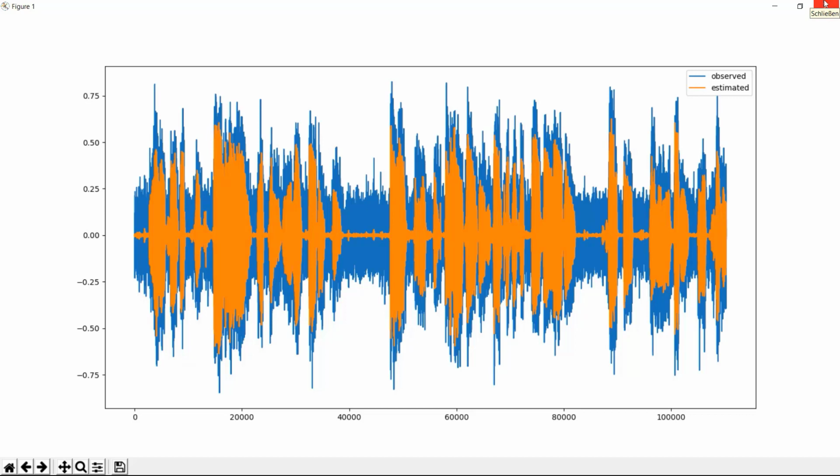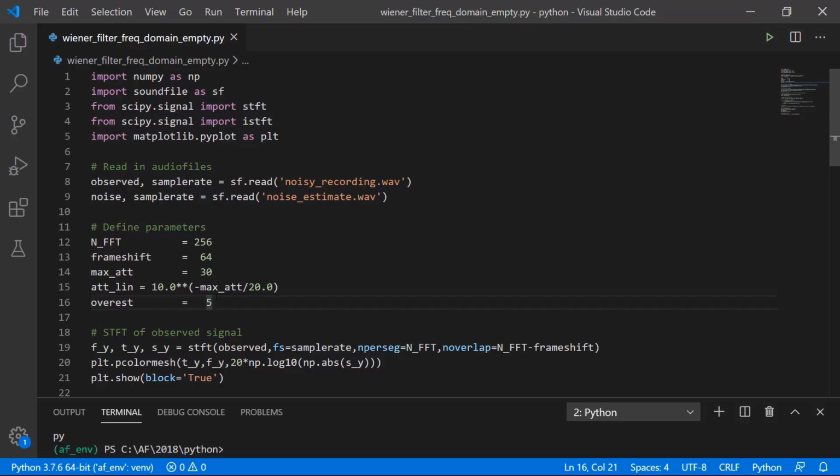We can clearly hear that the noise is reduced, but the speech is retained. However, the quality is impacted by musical noise. You hear these instationary artifacts, sometimes also described as splashing of water. But we learned that we can do something against that. Let us increase the overestimation factor. It was already set to 5, so now we set it to 10.